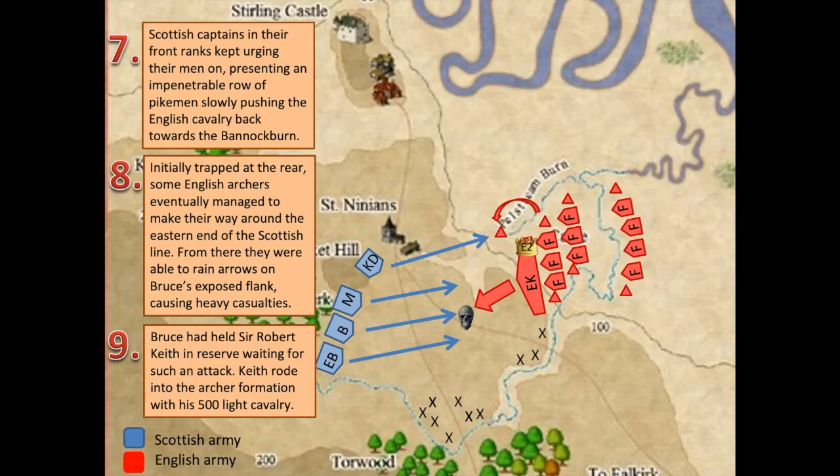These men are not heavily armed, and they're not good at hand-to-hand combat. That's not where their skill set lies. So these archers are brushed aside by Sir Robert Keith as he pounds in.